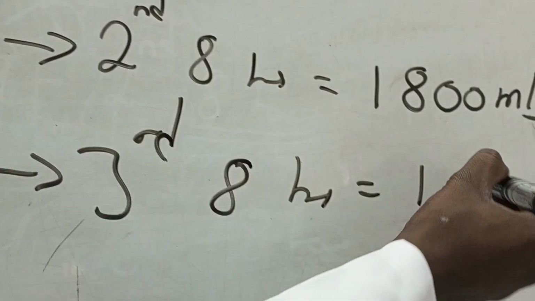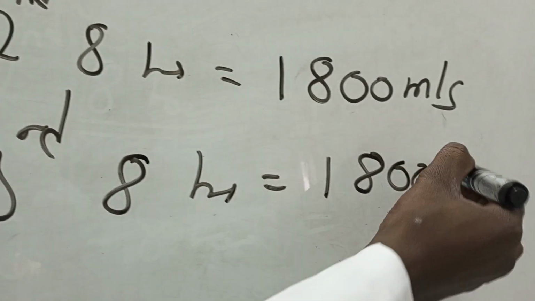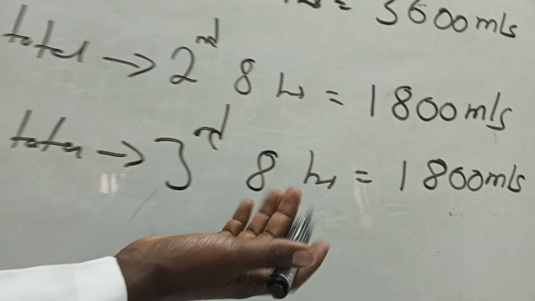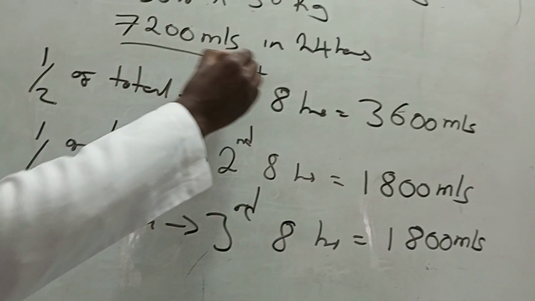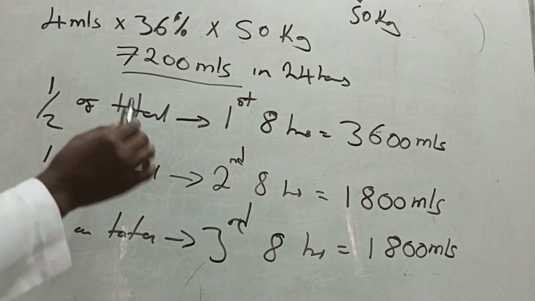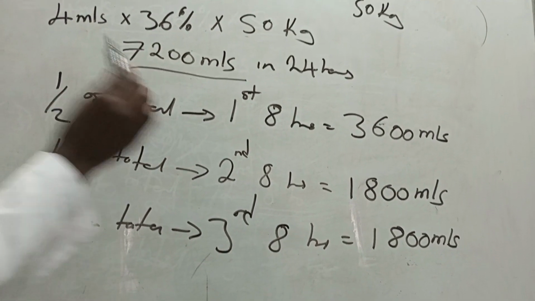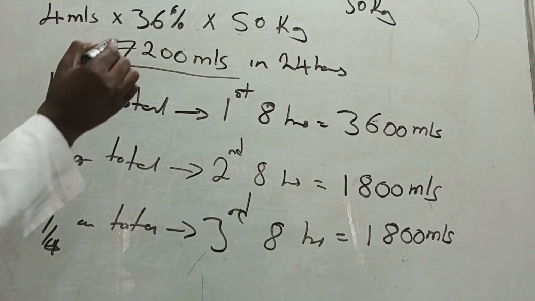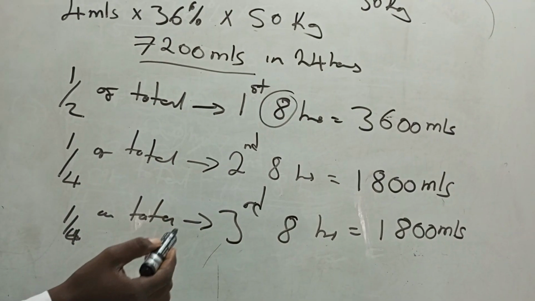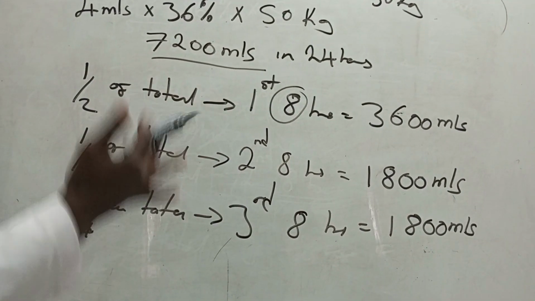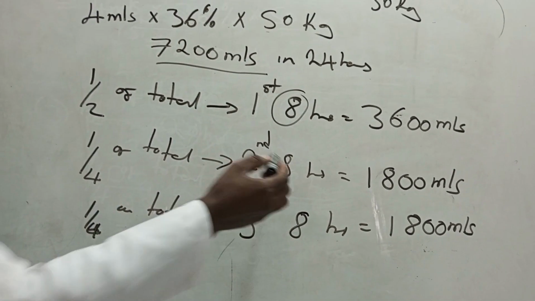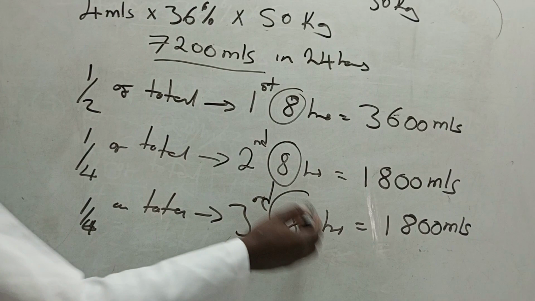which is 1,800 mils. Now, what we are simply saying here is that the total fluids you had calculated, which is 7,200 mils, or in short 7.2 liters, you are going to give half of the total fluids in the first 8 hours. Very, very important. Then the other half which is going to remain, you are going to divide it by 2 and give in the second and the third 8 hours.